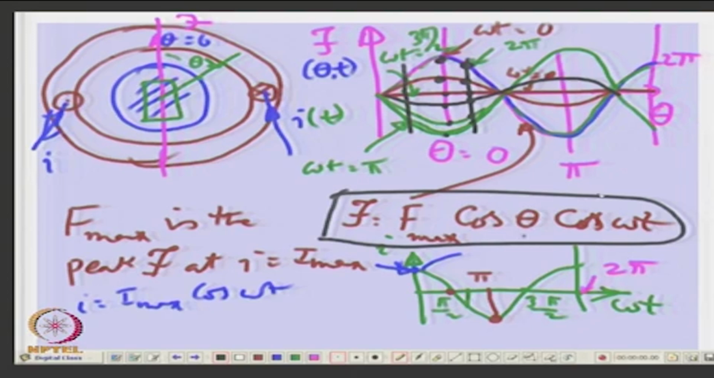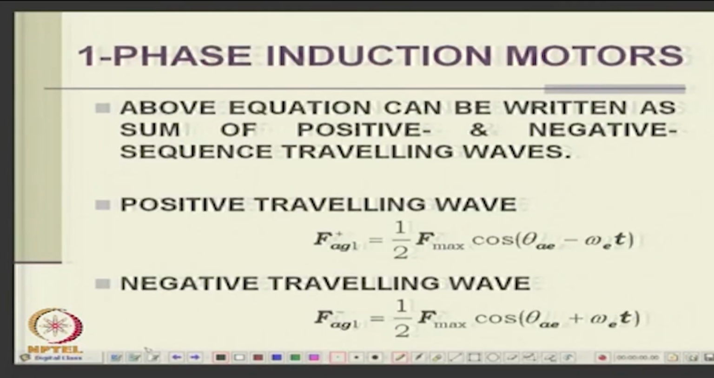Okay. So, how do we analyze this? That is the next question. Okay. So, you can write that expression as half of F max times a trigonometric term. It has two components, one has half theta minus omega t, another will be half theta plus omega t.